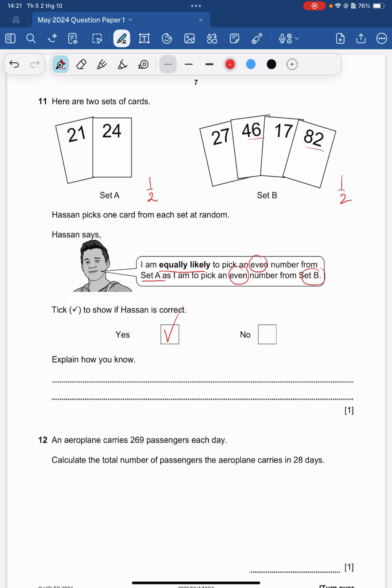Next one, 12. Okay, let's explain. You can write that Sarah has 1/2, and Sabi has 2/4, and that's equal.